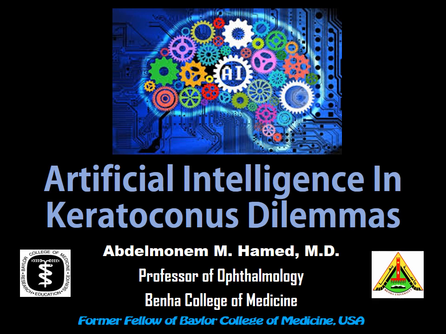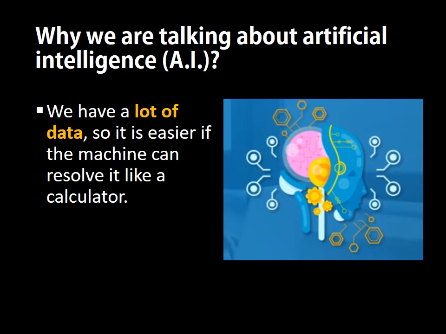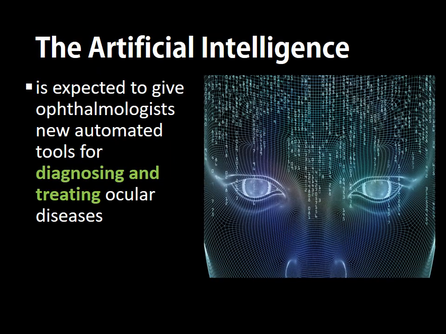My topic today is about artificial intelligence in keratoconus dilemmas. We are talking nowadays about artificial intelligence because we have a lot of data, so it is easier if the machine can resolve it like a calculator. Artificial intelligence is expected to give the ophthalmologist new automated tools for diagnosing and treating ocular diseases.